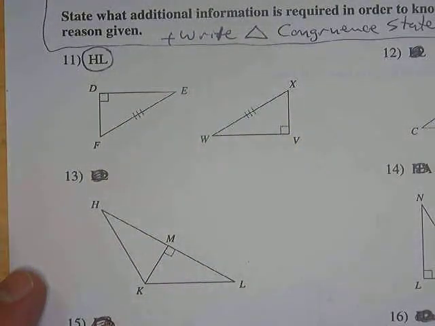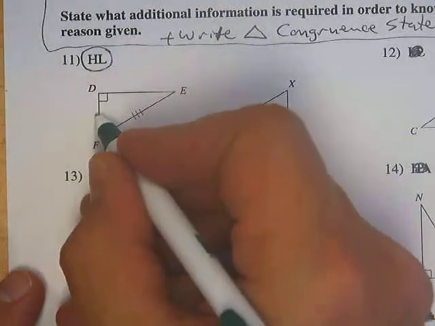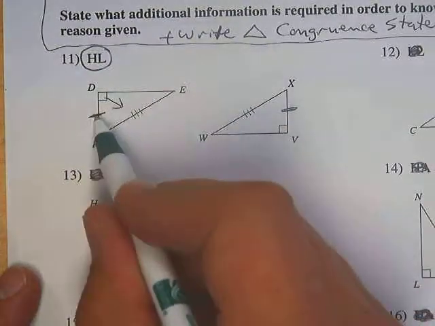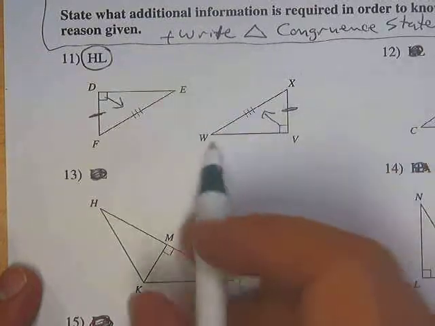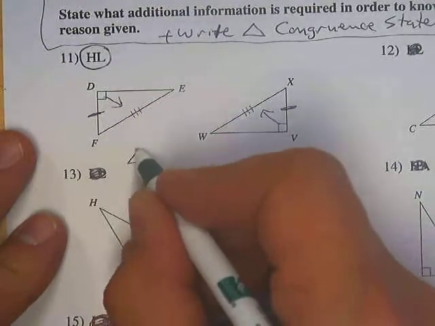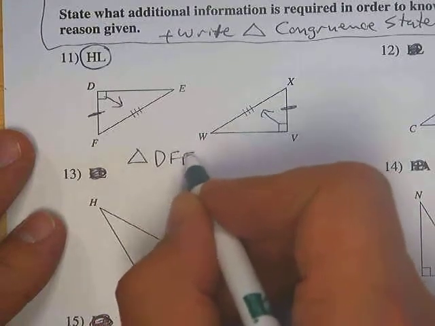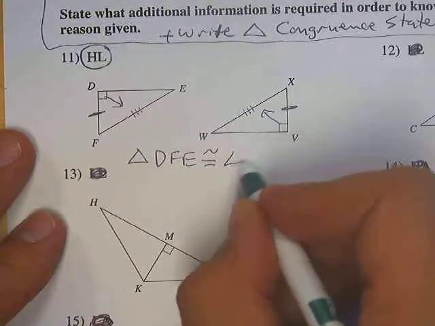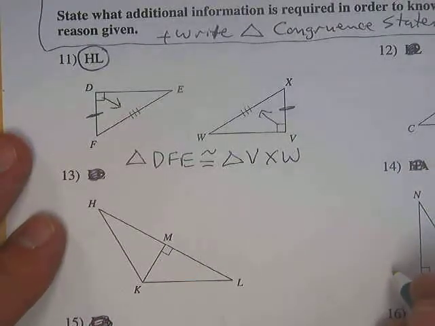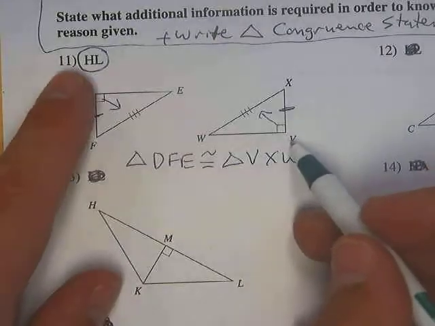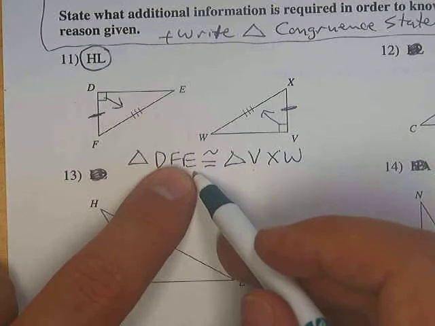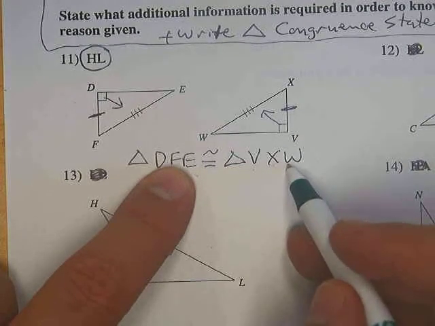So if I look here, I want to write a congruent statement as well. Number 11 is hypotenuse leg. Well, I could choose either one. I choose this side is congruent to this side. Now I have the hypotenuse and the leg, so these are congruent to each other. So I write triangle congruent statement. DFE is congruent to triangle VXW. Now we always check it when you're done.